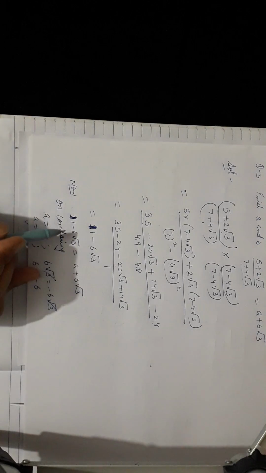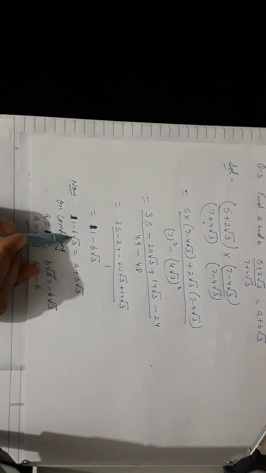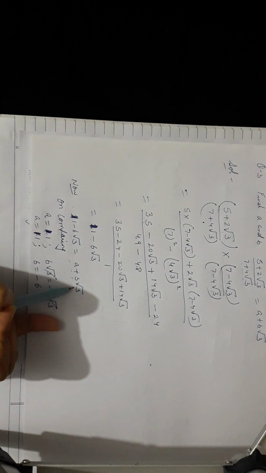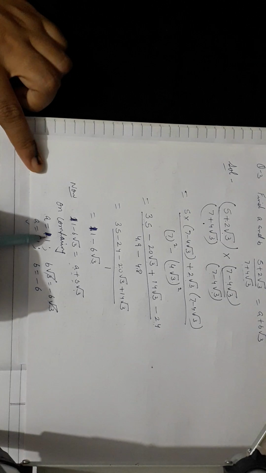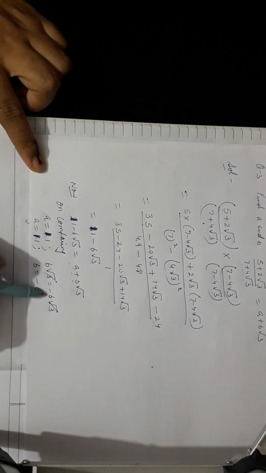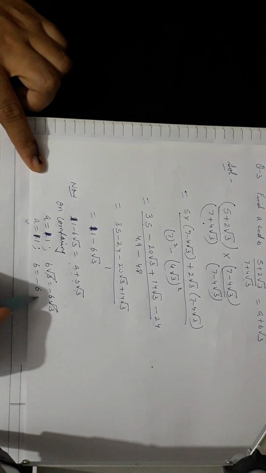Now 11 − 6√3 is what we have got on the LHS of the equation. So 11 − 6√3 will be equal to A + B√3. Now to find the values of A and B, we compare. On comparing, the value of A will come as 11, and B√3 equals −6√3. So √3 cancels, and the value of B will come as −6.